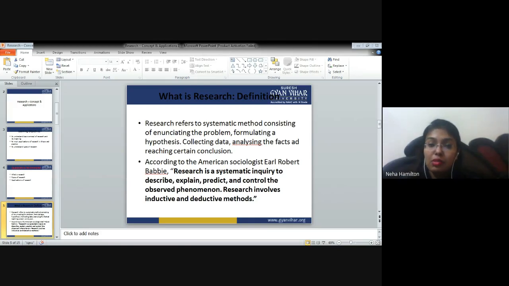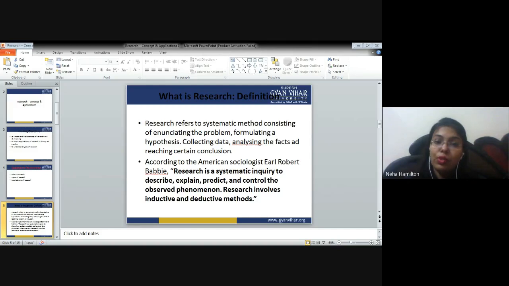Formulating a hypothesis, that we will understand in the later classes, but right now we have to understand that whatever forecast, whatever prediction you make for a particular problem, that this can happen or this cannot happen, that is called a hypothesis. As simple as that. You have to predict what is going to be the result of the research. That is hypothesis.